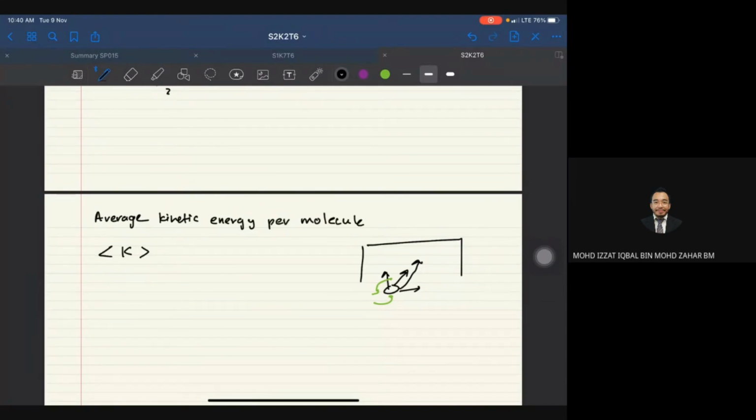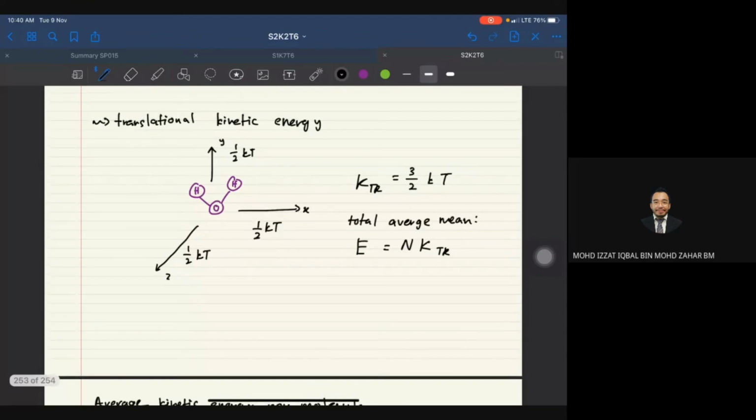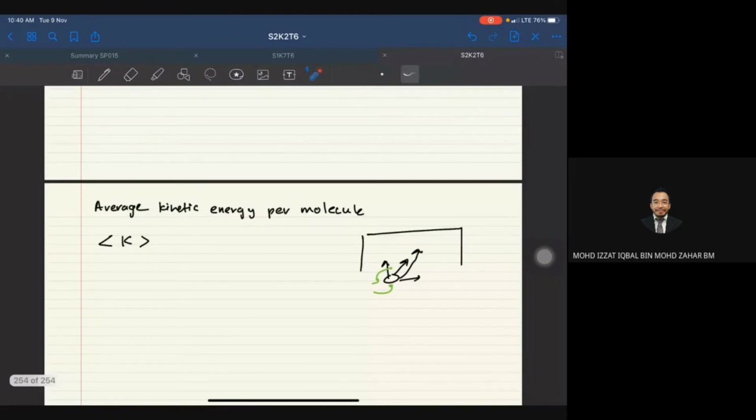Okay, so tadi tu yang kita consider ni hanya translational, hanya yang linear ni. Okay, so here kita nak consider semua kinetic energy. So obviously dia ada dua pergerakan. Satu dia bergerak linear tadi, which is K translational. And then you have to consider the rotational, K rotation. Kita jarang pakai formula ni, tapi ini adalah konsep asalnya lah.